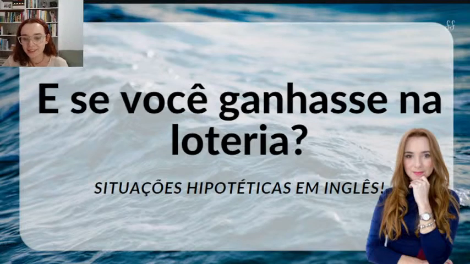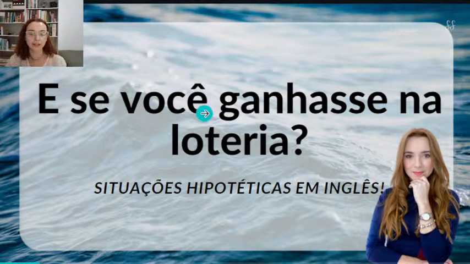Agora sim, agora let's go. Let me just organize some things here. Eu vou organizar aqui para eu conseguir acompanhar a tela com vocês.